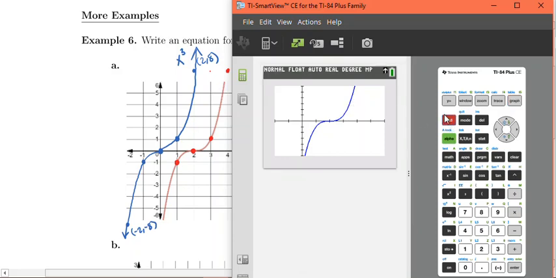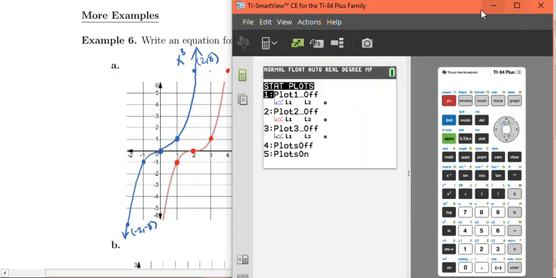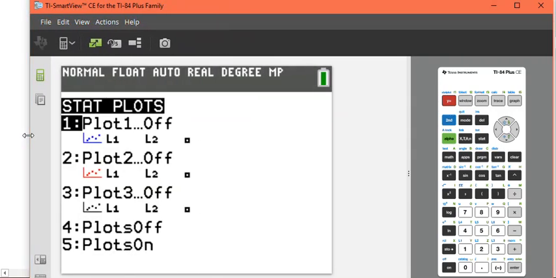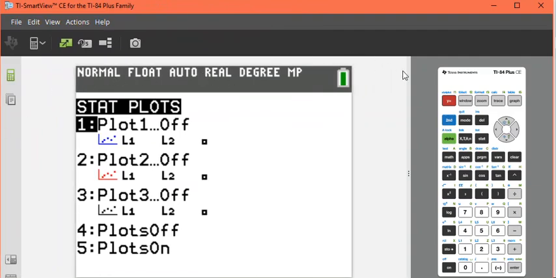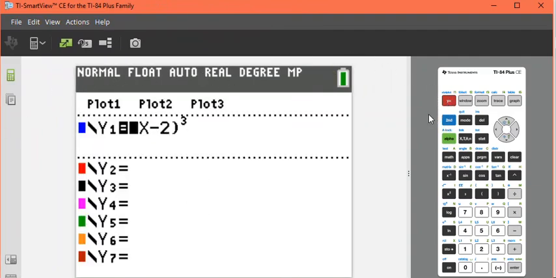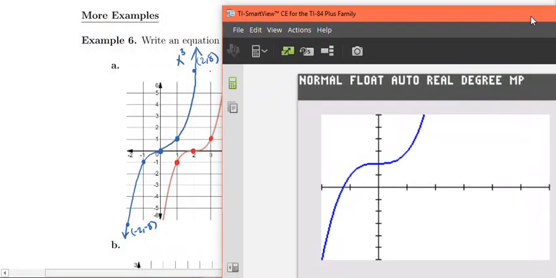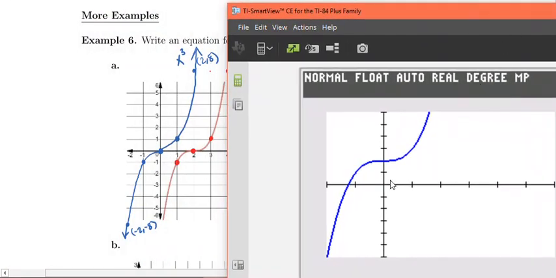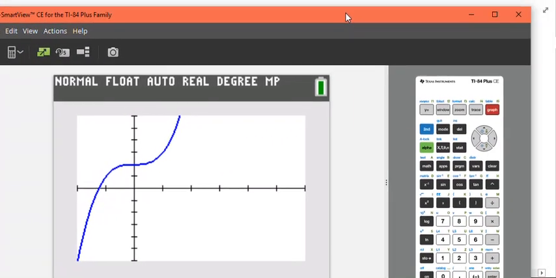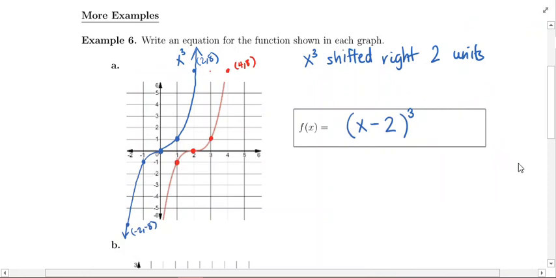Remember, if you had mistakenly originally said that it was x cubed plus 2, it's a really good idea to check yourself, because if you put in x cubed plus 2, you can quickly see that that's not the same graph that you were given. You can see that this is x cubed basically lifted up 2 units. So it is worth your while to check yourself on your calculator.